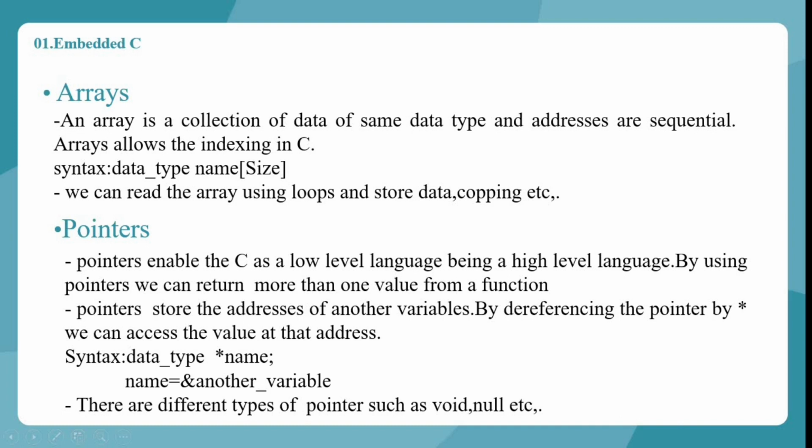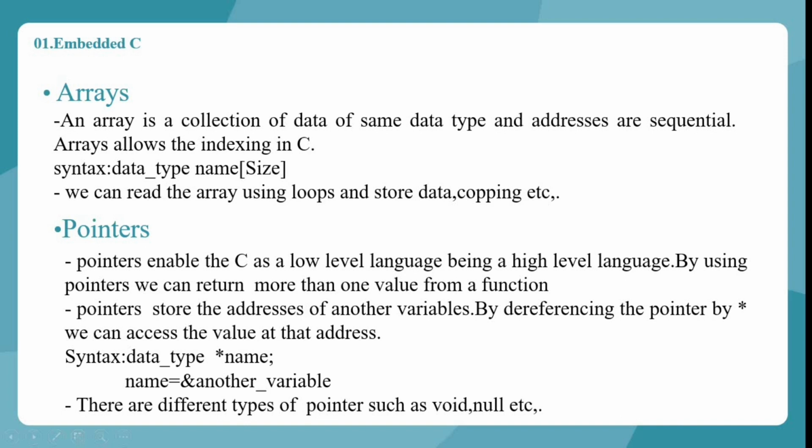Pointers. Pointers enable C, being a high-level language, to work as a low-level language. By using pointers, we can return more than one value from a function. Pointers store the addresses of other variables. By dereferencing the pointer, using the asterisk, we can access the value at that address. This is the syntax for declaring a pointer and assigning the address of another variable to the pointer variable.